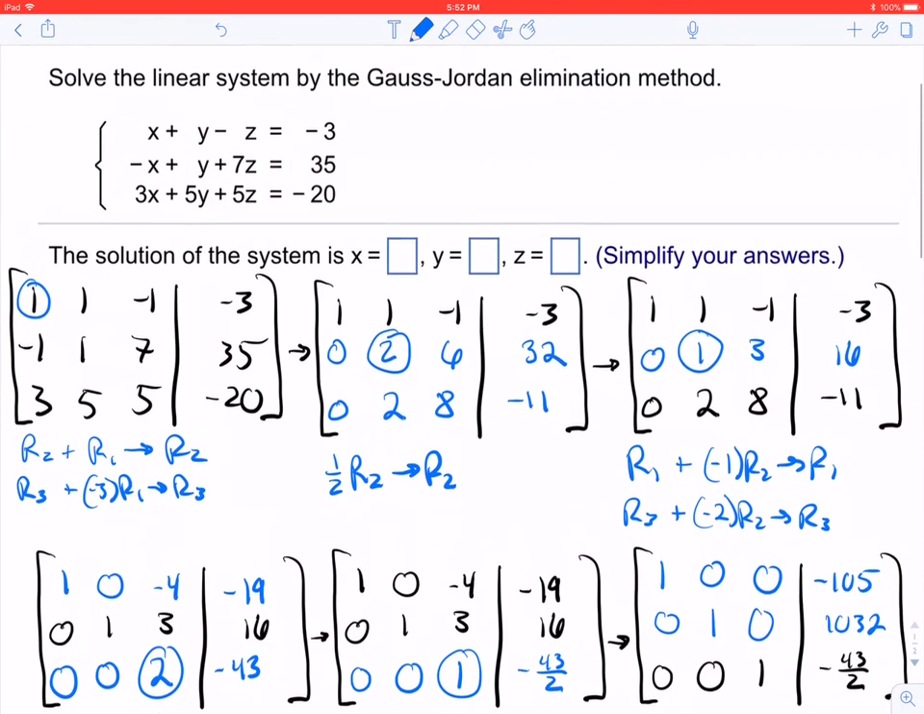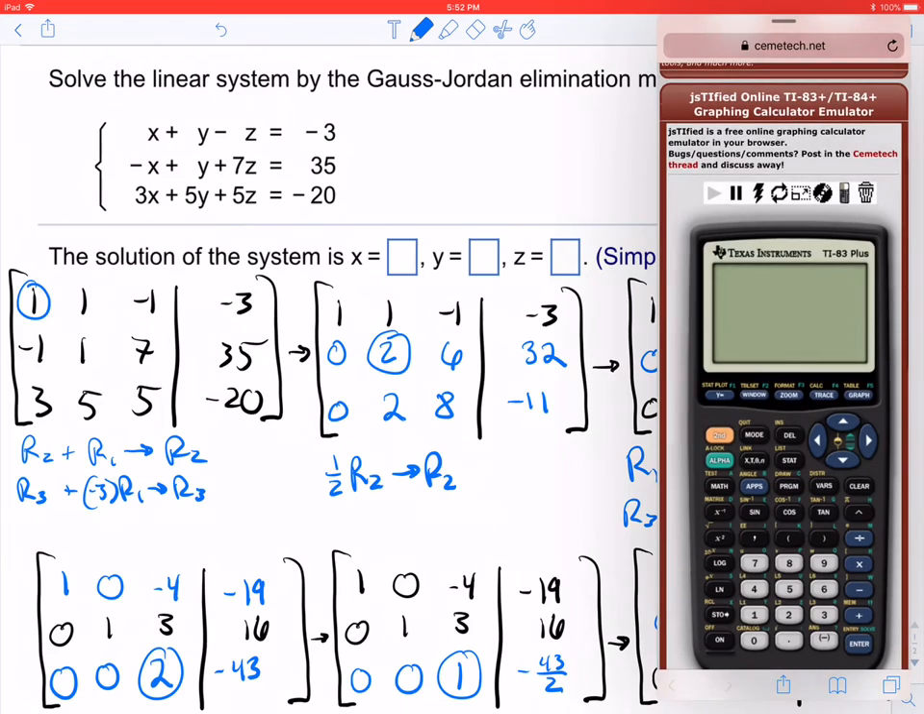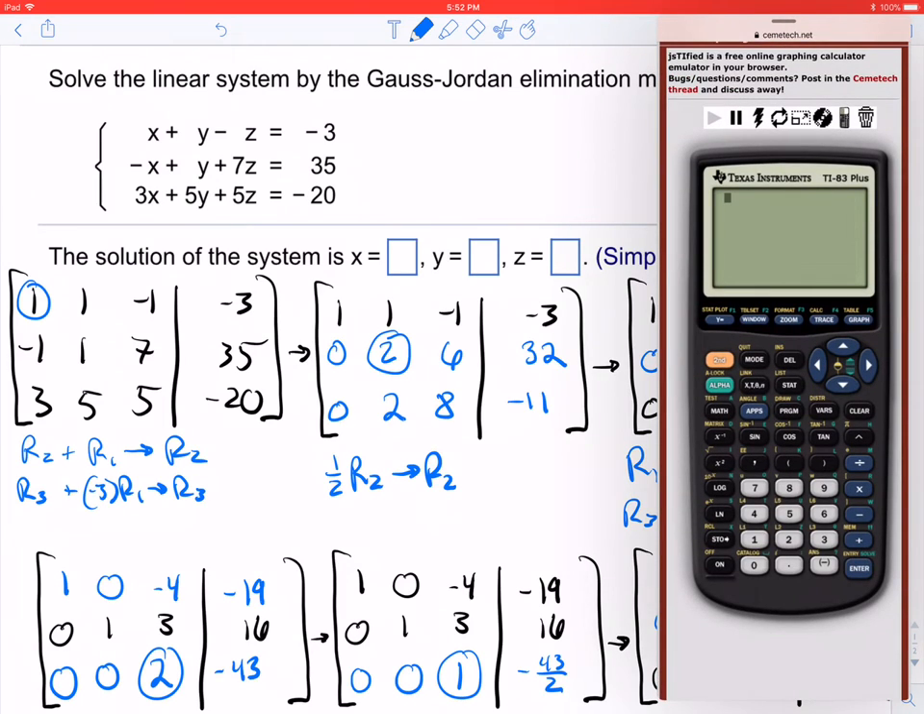What I'm going to do for a quick check is do this in my calculator, just to see. So I'm going to go to my matrix, go to edit. Okay, first I want to do a 3 by 3. Then I have a 1, 1, negative 1. Okay, then I have negative 1, 1, 7. Then I have a 3, 5, 5.